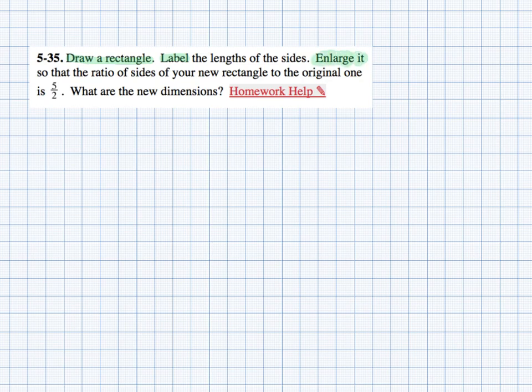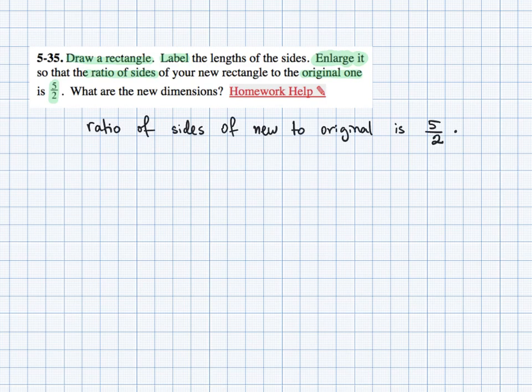But not only to enlarge it, the ratio of the sides is given to be 5/2. So this is very important. What we draw is going to be our original, and then what we make will be the enlarged.